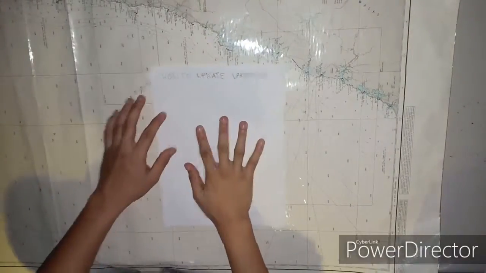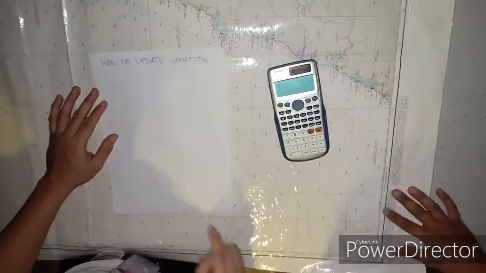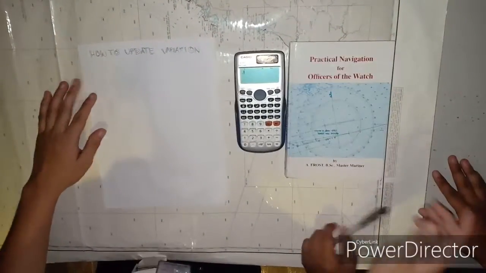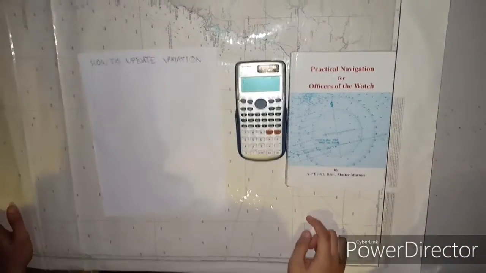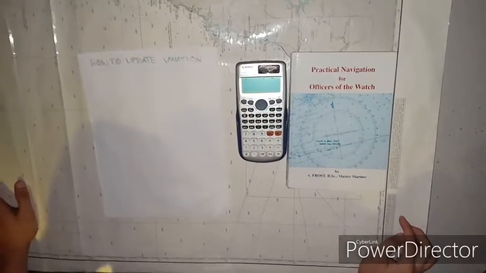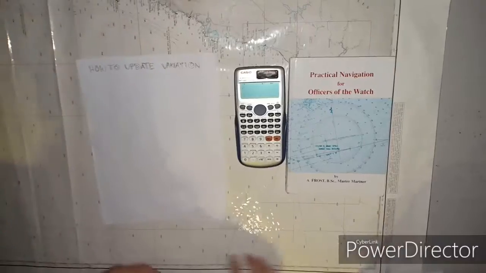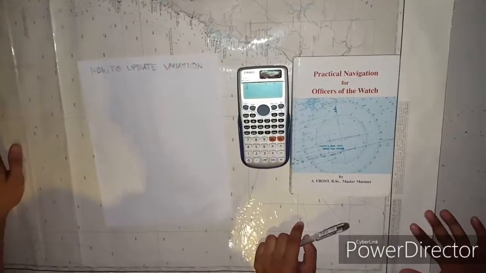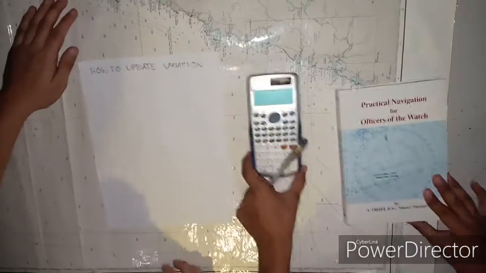Before we're going to update the variation, first we need a map, bond paper where we can solve and calculate, and the book from A. Frost. This is a marker. The title of this book is Practical Navigation for Officers of the Watch. So now we're going to hear from Officer Ponce about updating the variation.